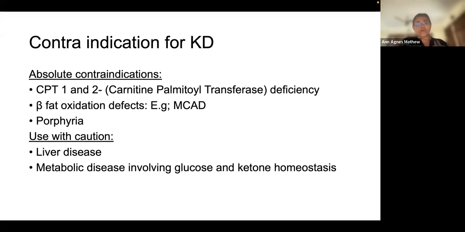So you use it with caution in liver disease. You can use it, but use it with caution, because the liver is the primary source of production of ketones. Also with caution in metabolic diseases that involve glucose and ketone homeostasis. But the absolute contraindication is MCAD and other disorders in the beta oxidation pathway.